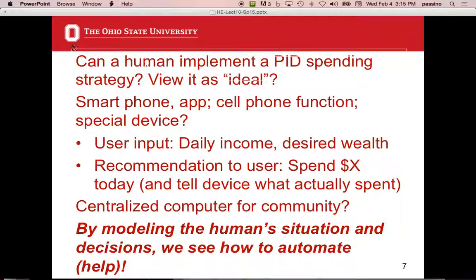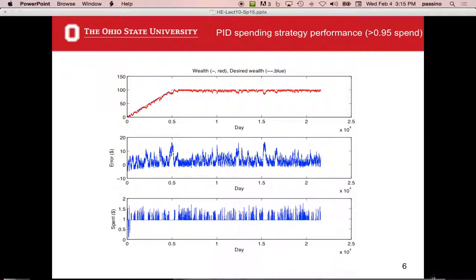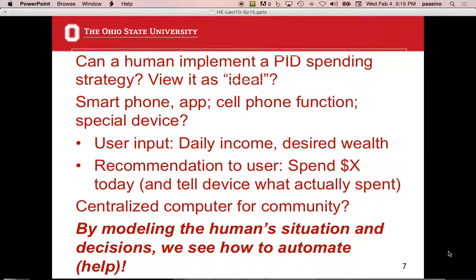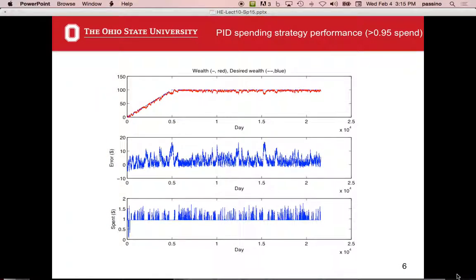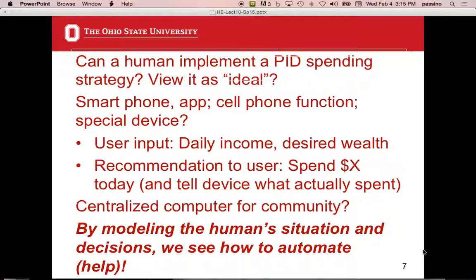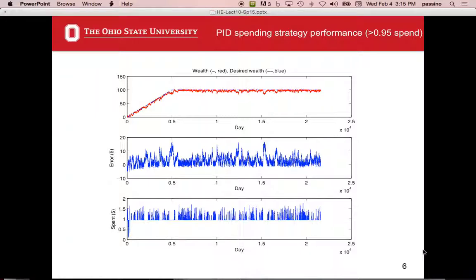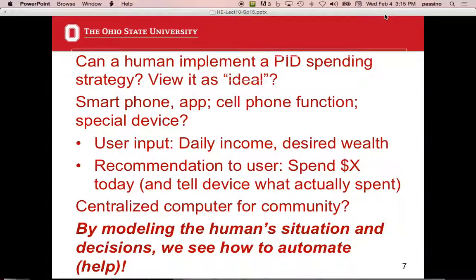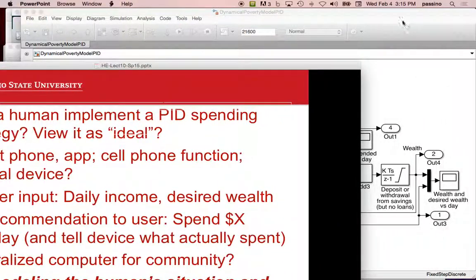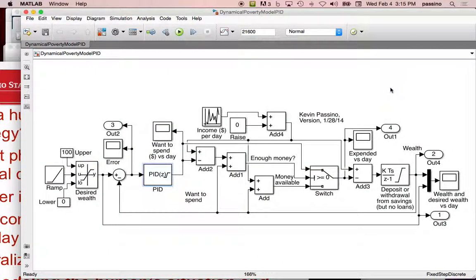Now, I'm sorry. What I'm going to do now is get into, okay, here we go. So here's the, I'm in Simulink. I got Matlab started up. Here's Simulink, and we're going to run it some and play around with it a little bit.